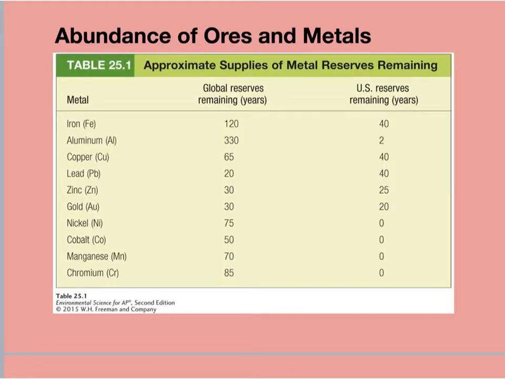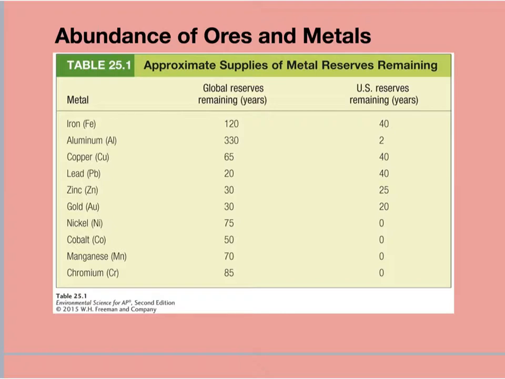This table lists the estimated number of years of the remaining supply of some of the most important and abundant, or not abundant, metal resources commonly used in the United States and among developed nations. Assuming that there's no rate of change, these numbers will stay pretty accurate.